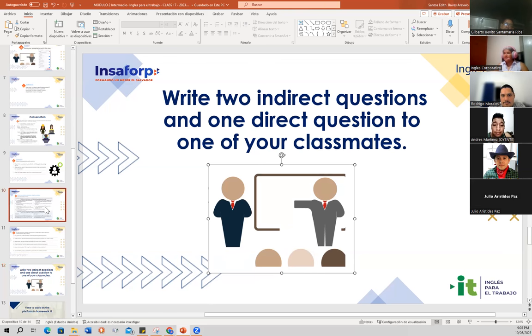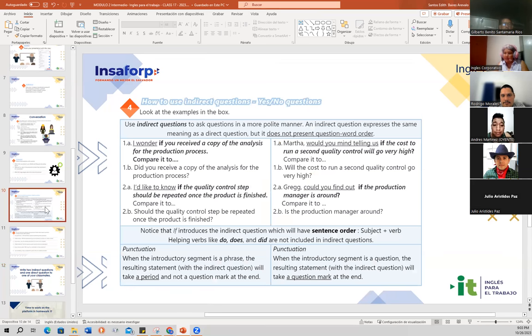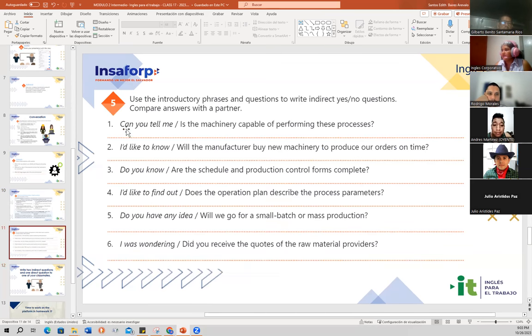We're going to leave this just as a guide for you. You can use the phrases that are there, or you can use these that we have here. Can you tell me? I would like to know. Do you know? Using do or does. I like to find out. But I was wondering.